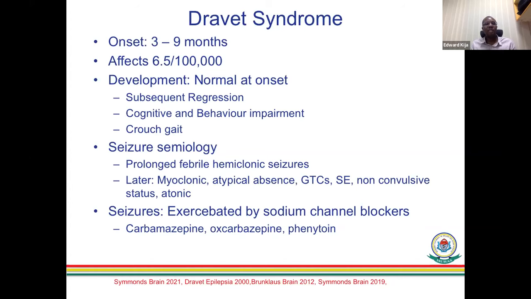Subsequently, they may present with other seizure types. Classically, they develop myoclonic seizures and atypical absence seizures, which may be prolonged, lasting for an hour or two. They may also present with generalized tonic-clonic seizures, status epilepticus, as well as non-convulsive status. Atonic seizures have also been reported in patients with Dravet syndrome. Seizures tend to be exacerbated by sodium channel blockers, particularly carbamazepine, oxcarbazepine and phenytoin.